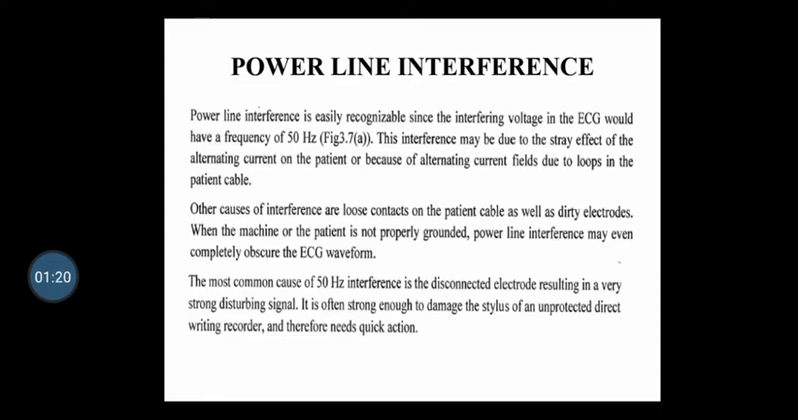When the machine or the patient is not properly grounded, power line interference may even completely obscure the ECG waveform. The most common cause of 50 Hz interference is a disconnected electrode, resulting in a strong disturbing signal. It is often strong enough to damage the stylus of an unprotected direct writing recorder and therefore needs quick action. So, power line interference is a very serious problem, and it must be mitigated by some methods.